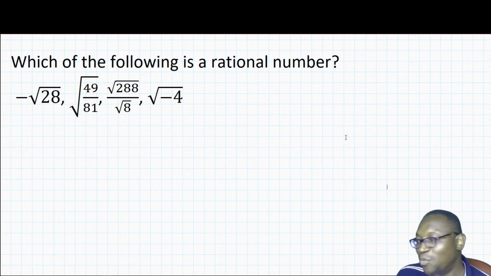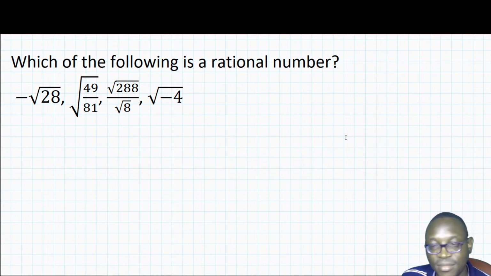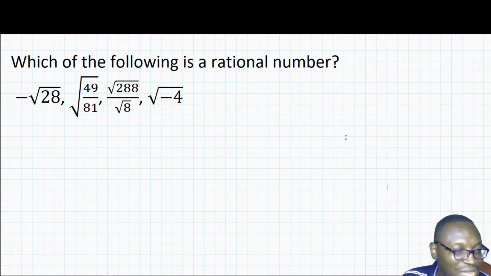So this should be one that anyone can attempt. Which of the following is a rational number? Remember, a rational number is any number you can express as a fraction.